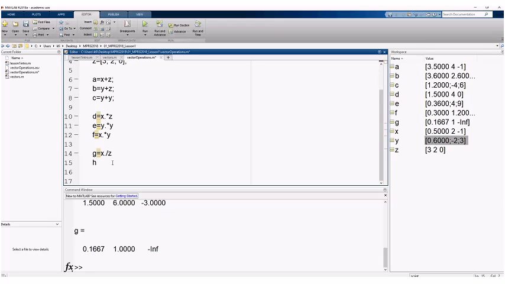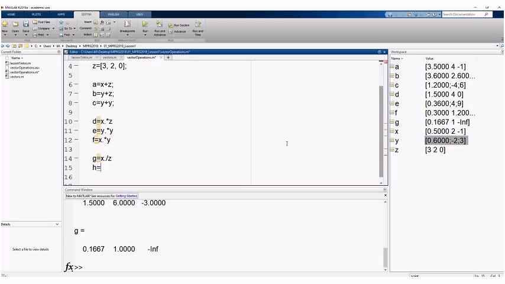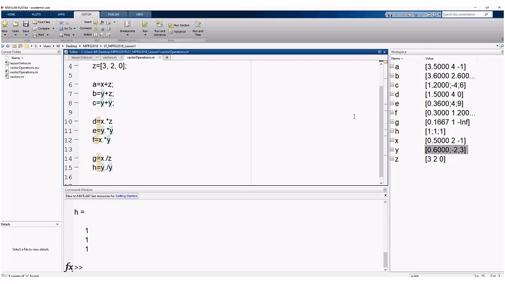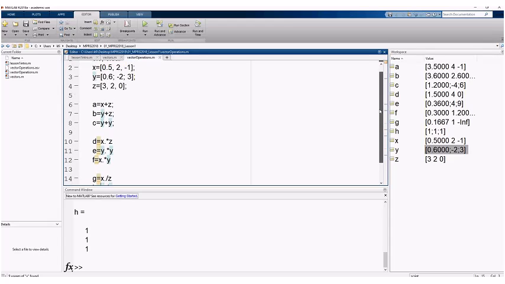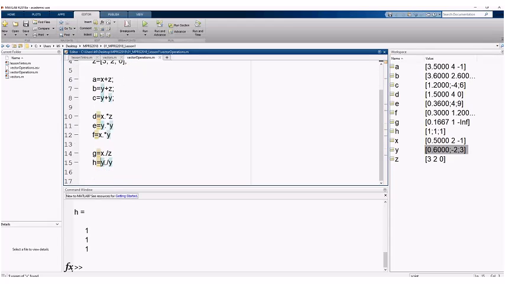Now let's go to H and try to do the same with Y. Y divided by Y. And we see that we get a column vector of ones, of units, because all elements of Y are equal to themselves. And then if we divide a vector Y by itself, element by element, we get ones.